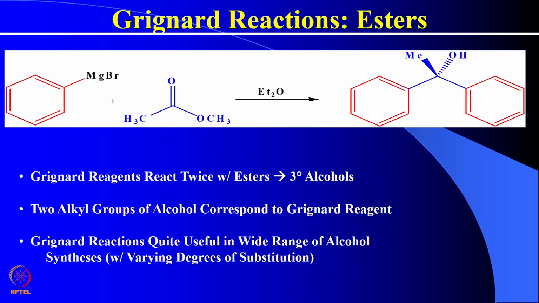When the same phenyl magnesium bromide is treated with an ester, this reaction happens in 2 steps. It reacts 2 times with esters to form a 3 degree alcohol, which contains the alkyl or aryl groups that are there in the Grignard reagent. So with 1 equivalent of the ester, 2 equivalents of Grignard reagent react to form a 3 degree alcohol, right?